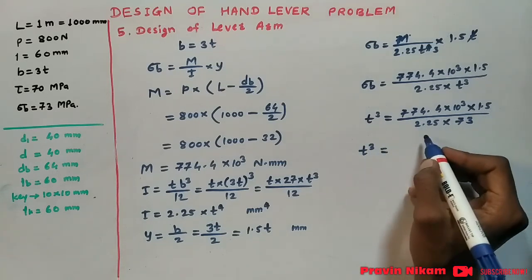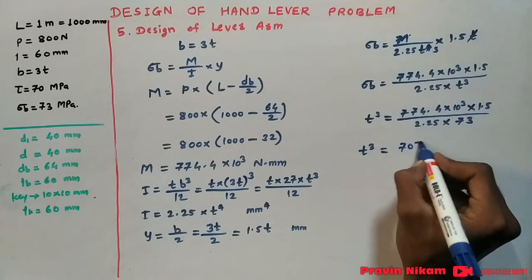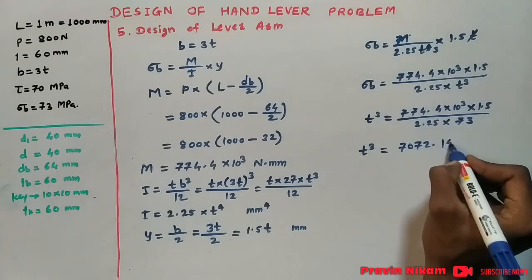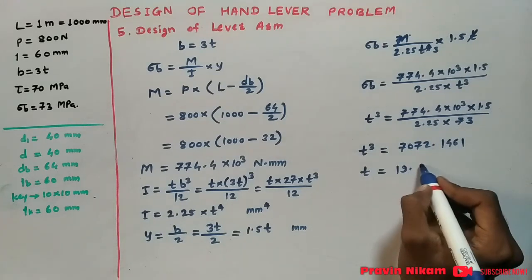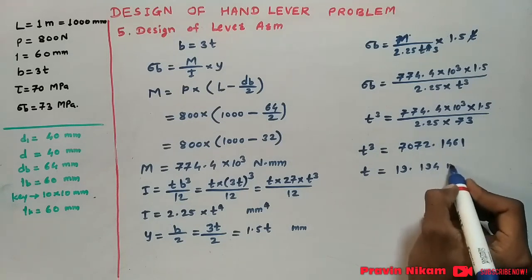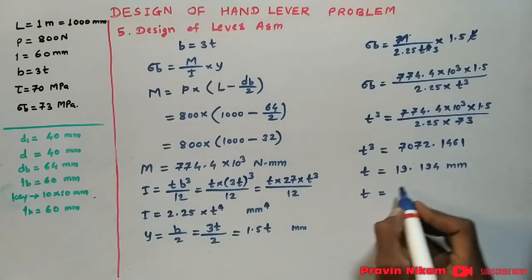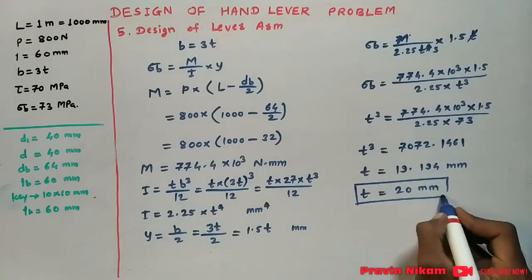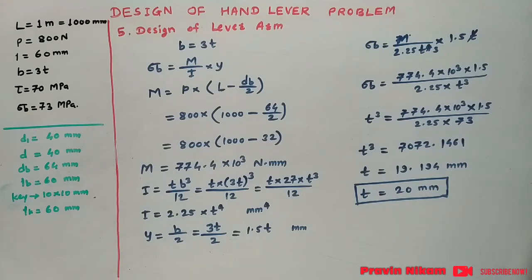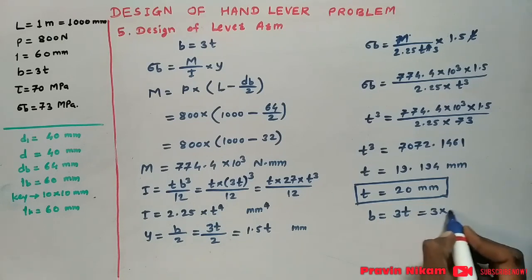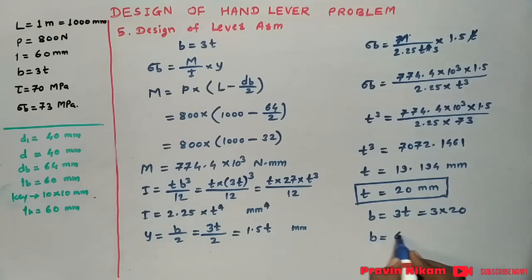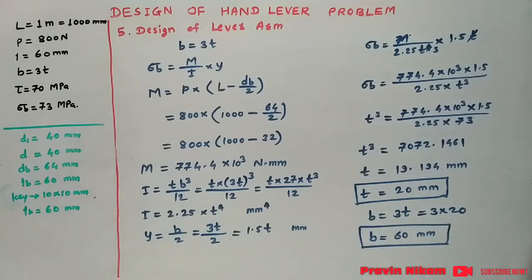So T cube becomes 7072.1461. Take the cube root, you will get 19.194 mm. So take the next value, that is 20 mm. So the thickness of lever arm is 20 mm. And now we know that B is equal to 3T, so 3 into 20. So B is equal to 60 mm. So this is the width of lever arm.